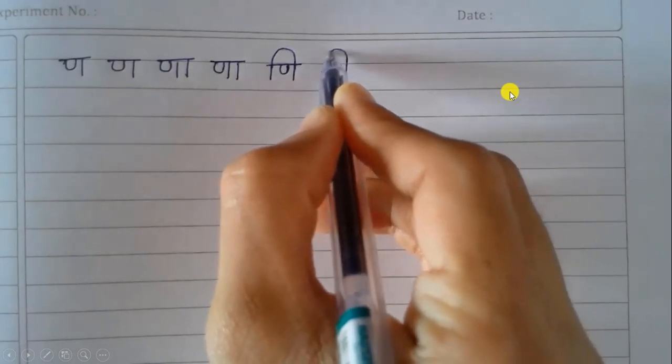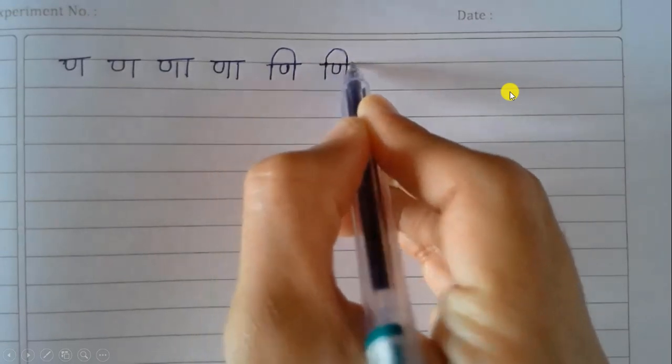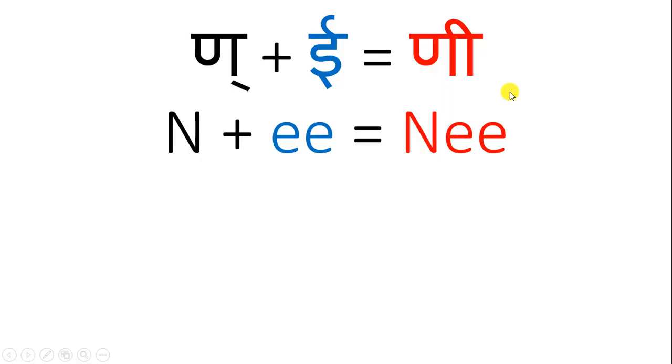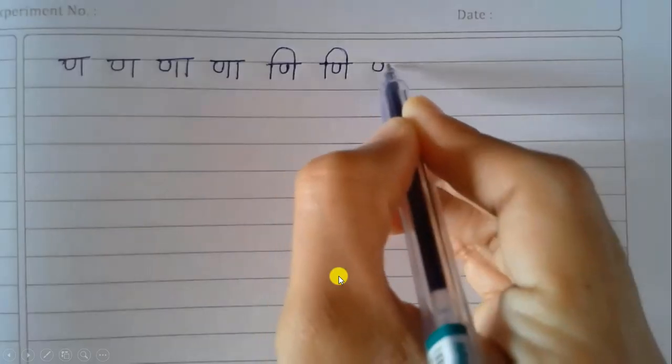The next sound is Nee, and you get the sound Nee when you add N to Ee. N plus Ee equal to Nee, and Nee is written like this.